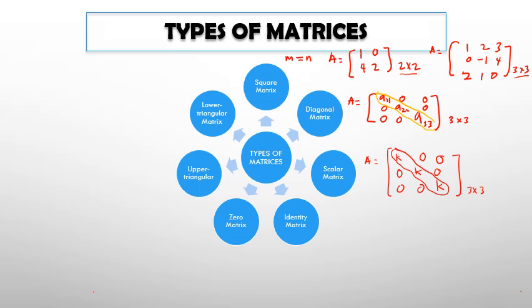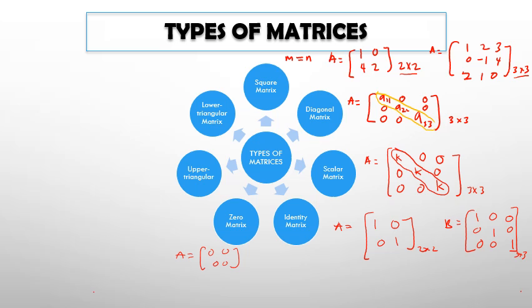An identity matrix is actually a scalar matrix, but K is equal to 1. So the identity matrix for 2 by 2 is 1 0 0 1. For 3 by 3 we have 1 1 1 on the diagonal and 0 everywhere else. So the identity matrix is fixed for 2 by 2 and 3 by 3. What else? We have the zero matrix. A zero matrix is where all elements are 0.